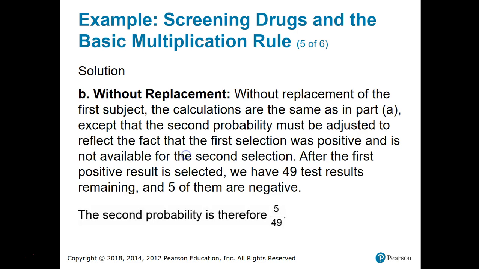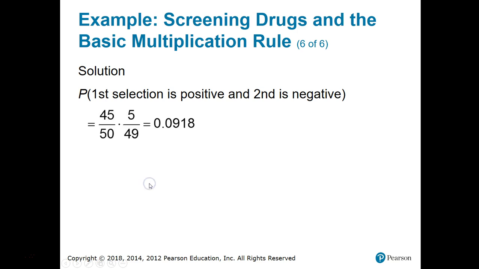Now, what about if we do it without replacement? The second probability is 5 over 49. So that's pretty cool. Now the probability is a little different. So why 5 over 49? There's still 5 negatives out of those 50. But there are only 49 people left. That's why. So the probability changes slightly. And the smaller our sample, the more that will cause it to change.